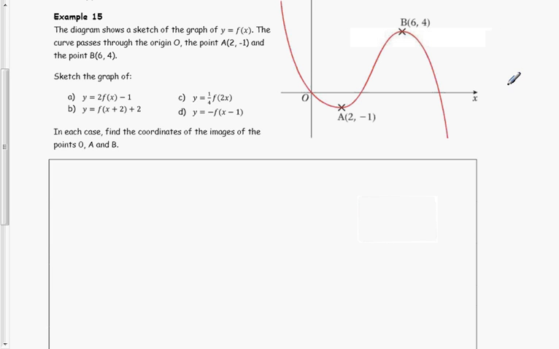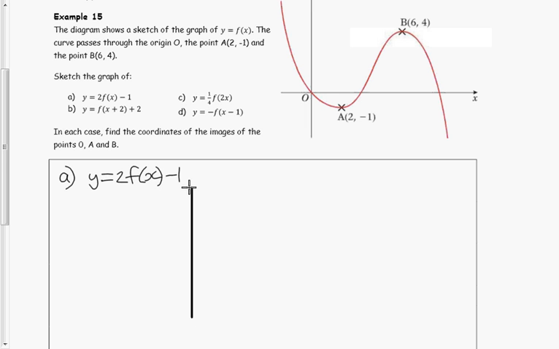C3, transforming graphs to functions, example 15a. You're given a graph to begin with, and in part A, we need to sketch the graph of y equals 2 times f of x, take 1. So this graph is f of x. We don't know its equation, but we don't need it. So let's get on with sketching this graph.